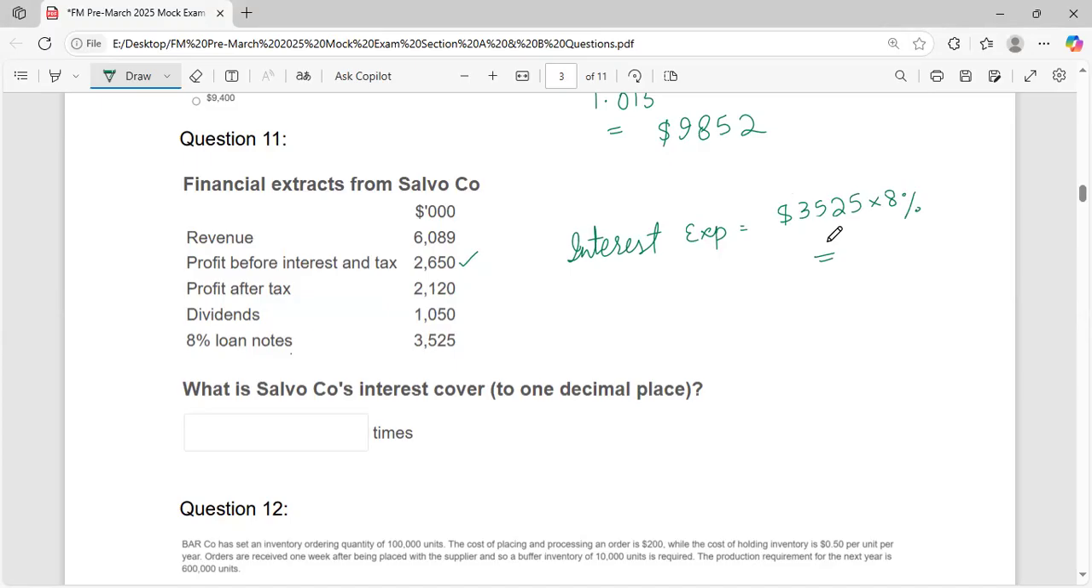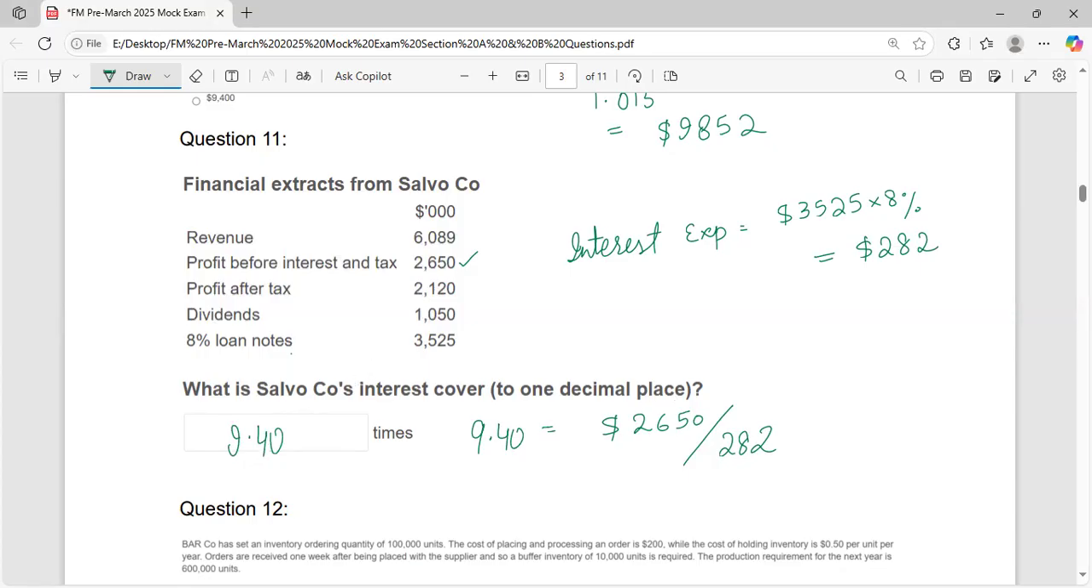3525 into 0.08, it is 282,000. So interest cover is 2650 divided by 282, we have 9 point approximately 4 times. So 9.4 times is the right answer.